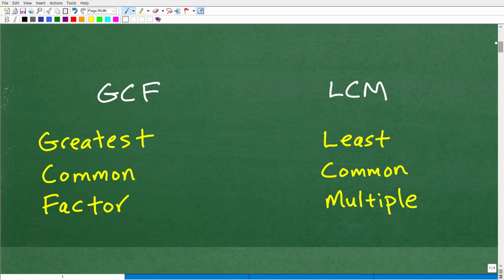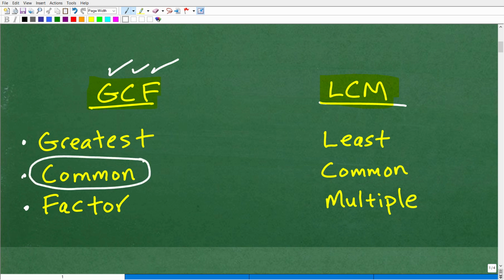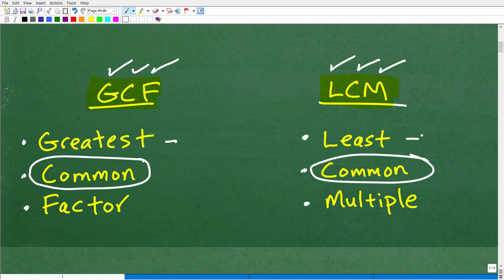I'm not going to show you the solution just yet, but we are going to talk about what these acronyms mean. Okay, so let's talk about the GCF. The GCF is the greatest common factor. Notice the word common, because that word common shows up over here. And the LCM is the least common multiple. So again, we have this word common. One is the greatest and the other one is the least. So they have some similarities, these two acronyms, and one's a factor and one's a multiple.